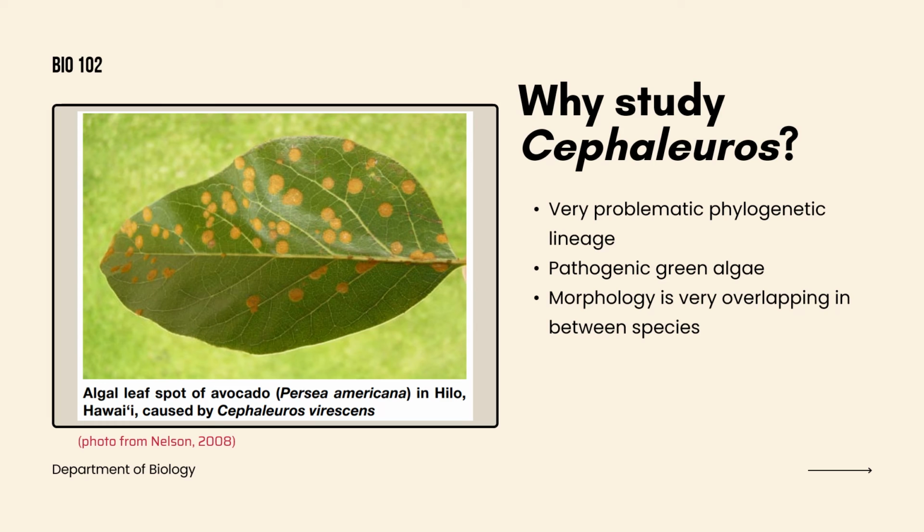Next, it is a pathogenic green alga. Algae are not known to be pathogenic in some way, but Cephaleuros is pathogenic, making it more interesting to study. Lastly, the morphology of the different species overlaps in some way. Thus, it is very questionable to curious people why the morphology is overlapping between species.